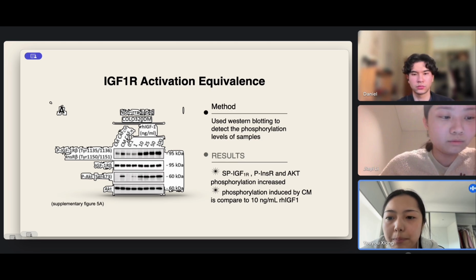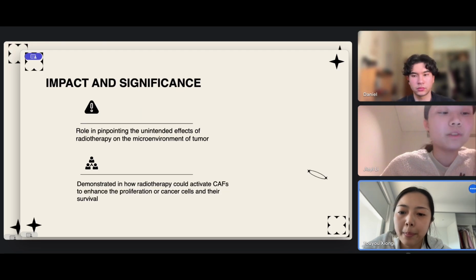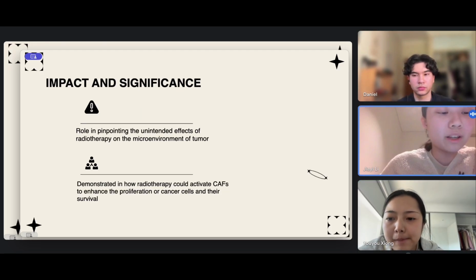So in the results, p-IGF-1R, p-INSR, and AKT phosphorylation increased. The level of phosphorylation induced by CM from irradiated CAFs is comparable to that induced by about 10 ng of recombinant human IGF-1. Okay.